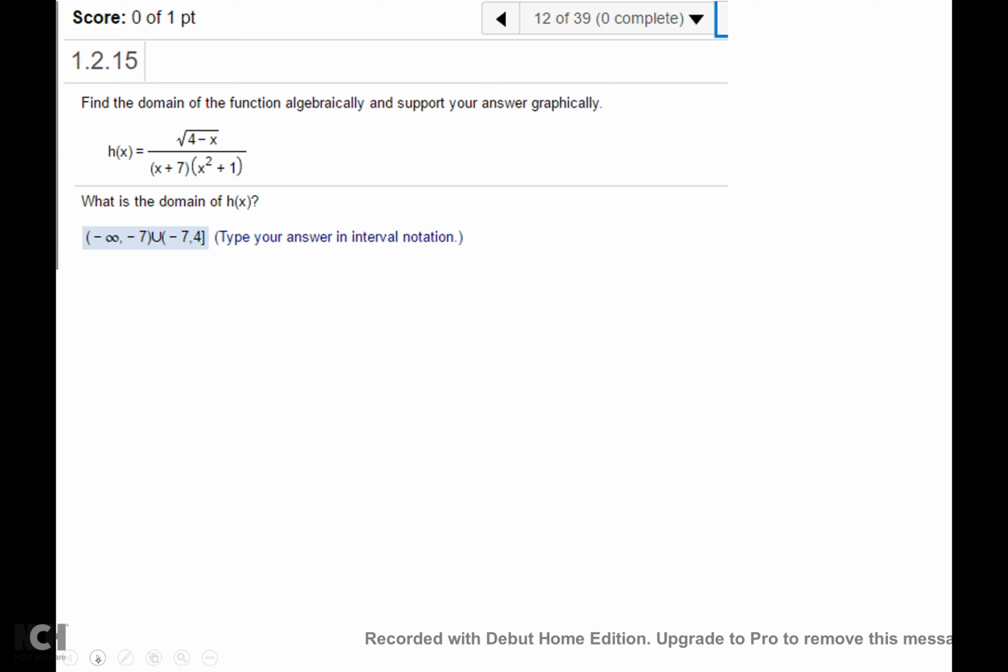Alright, so on this one, find the domain of the function algebraically and support your answer graphically. I've got all kinds of issues. I've got a Mr. Radical that must always stay positive, and I have a Mr. Denominator who may never equal zero. So for a combination of all of these restrictions, if I solve for x here, I'm going to square. That says 4 minus x has to stay greater than or equal to 0.